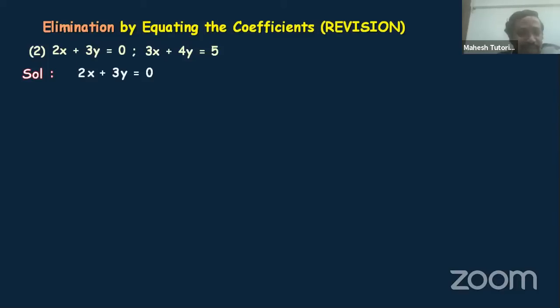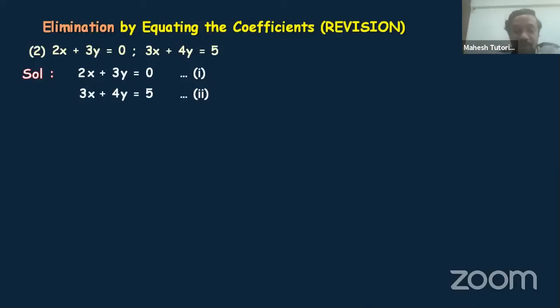Let us do the first step. Is this equation present in its basic form? Yes. So we'll number it as equation 1. Second equation, is it present in its basic form? Yes. So we'll number it as equation number 2. First step is done. Now let us proceed further.